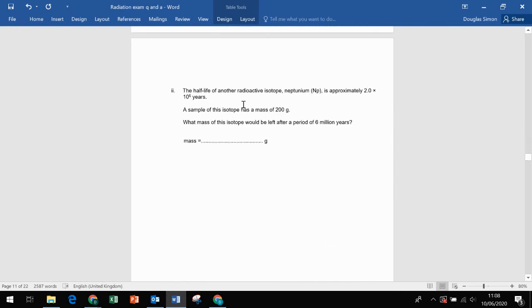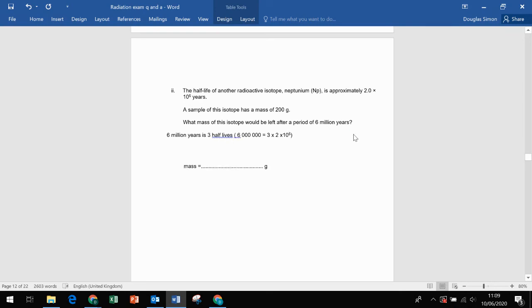The half-life of another radioactive isotope, neptunium, is approximately 2 times 10 to the 6 years. The sample of the isotope has a mass of 200 grams. What mass of this isotope will be left after a period of 6 million years? So 6 million years is 3 half-lives, okay? Because 6 million equals 3 times 2 times 10 to the 6.